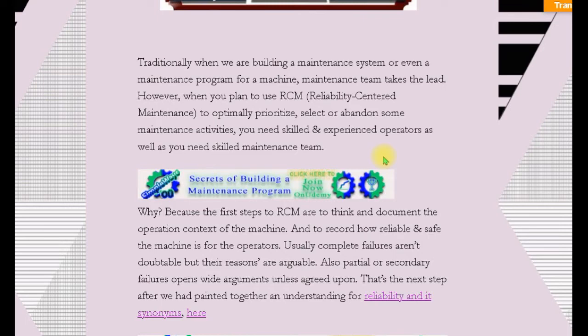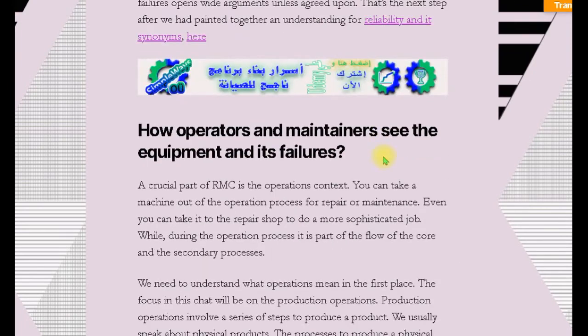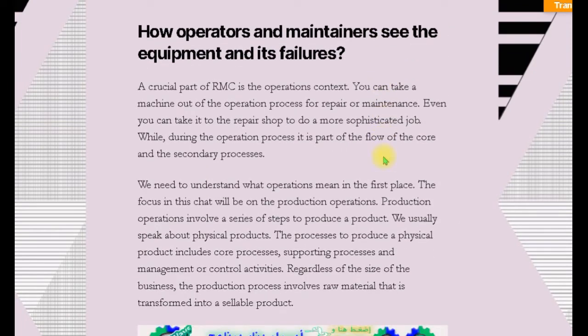That's why we need the operators and the operation records while we are setting up the reliability centered maintenance. We can't do it alone. Also, it's important to say that operators and maintainers see the equipment from different points of view, and see the failure from different points of view, because maybe the maintenance team can see one equipment failing and see the consequence of this failure and the efforts they need to retrieve the equipment into operation.